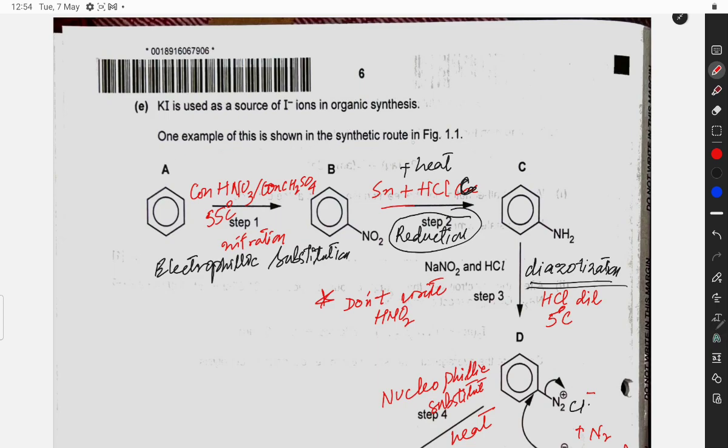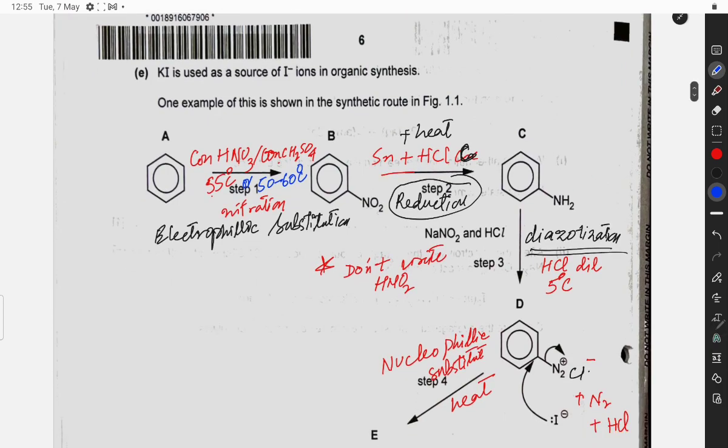One example of this is shown in the synthetic route in 1.1. Benzene is changed into nitrobenzene, and you know that for this reaction the reagents are concentrated nitric acid, concentrated sulfuric acid, and the temperature is 55 degrees centigrade, because mostly in the mark scheme 55 degrees centigrade is written, but you can write 50 to 60 degrees centigrade. So the reaction is nitration, but the type of reaction is electrophilic substitution.